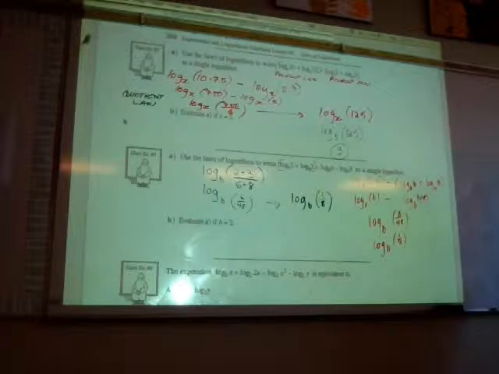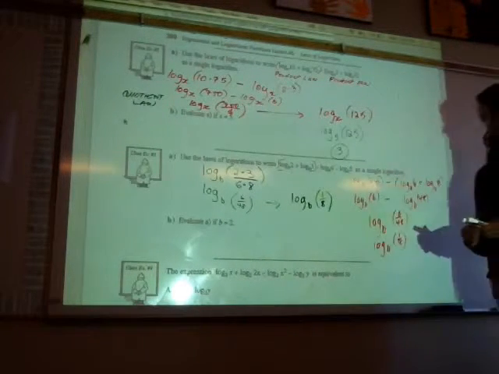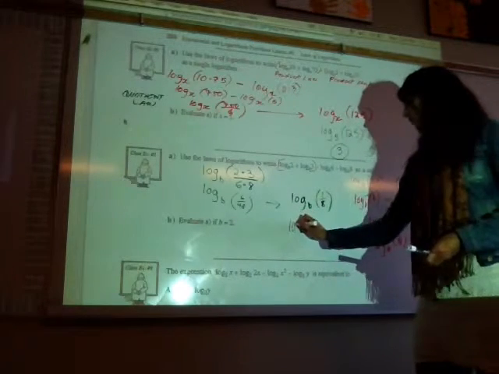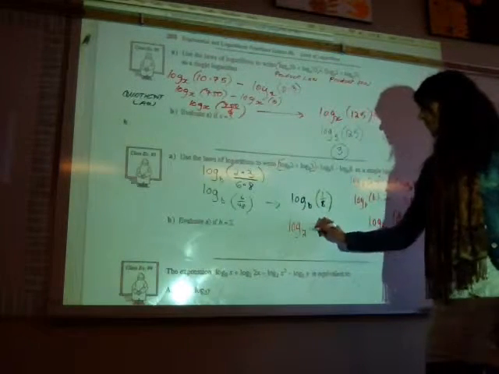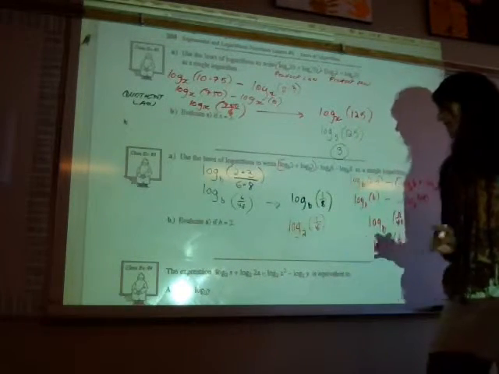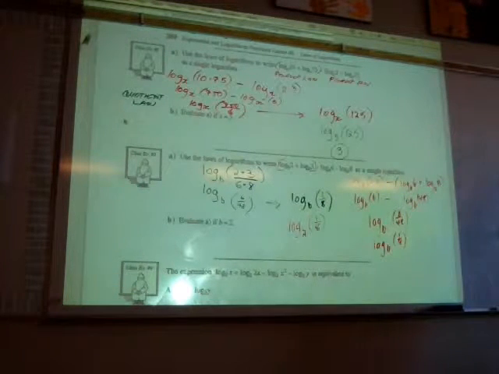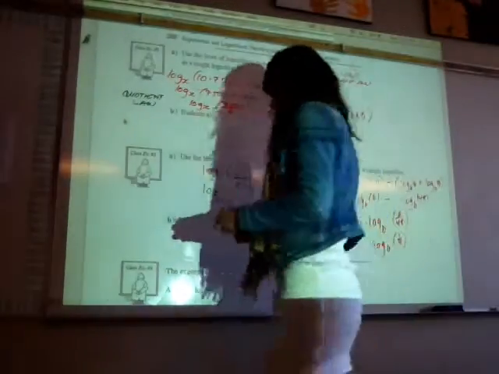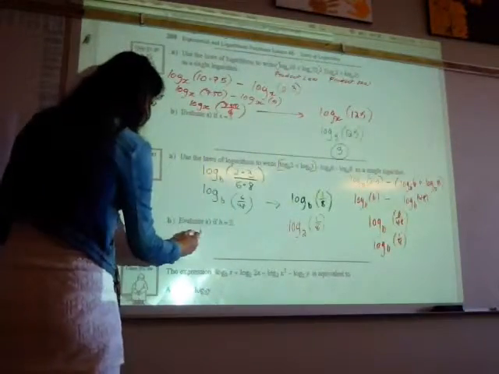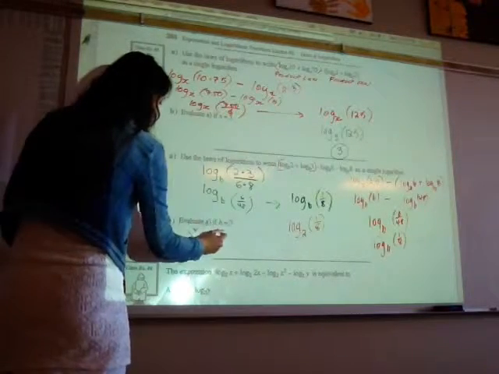Now for part B, we just have to evaluate if b equals 2. So log base 2 of argument 1 over 8. Can you guys think in your head, 2 to the power of what gives you 1 over 8? Negative 3. You guys are quick. But say that you couldn't remember that. 2 to the power of what gives you 1 over 8?